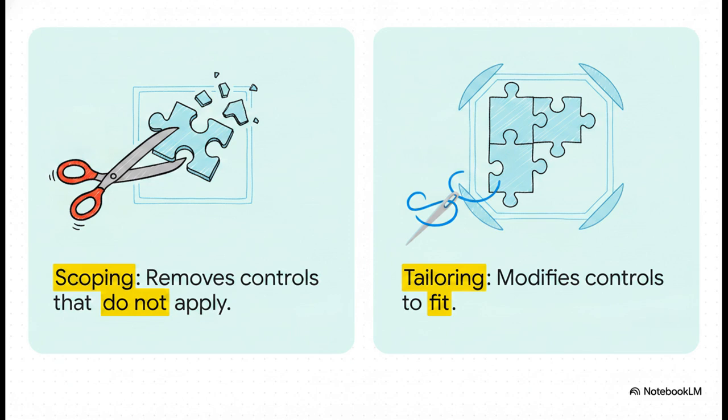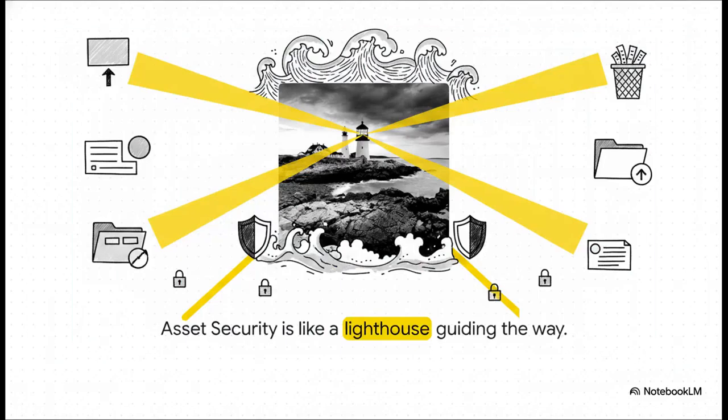Scoping eliminates controls that just do not apply to your environment. If your building has no wireless networks, scoping means you completely delete all Wi-Fi security controls from your compliance checklist. Tailoring, on the other hand, modifies existing controls to perfectly fit your organizational mission. It's like taking a baseline requirement for an 8-character password and tailoring it to 12 characters because your specific threat landscape demands higher security.